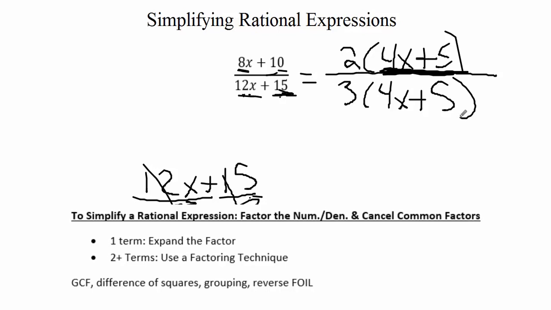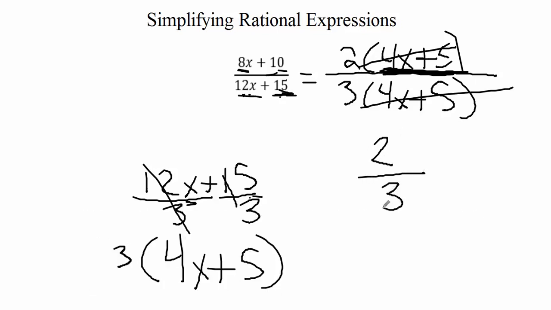Now we get to cancel. So our common factors, we have a 4x plus 5 that cancels with the 4x plus 5, and it looks like that is it for this problem. So we have a 2 left over in our numerator and a 3 left over in our denominator. So therefore, our simplified rational expression is 2/3.